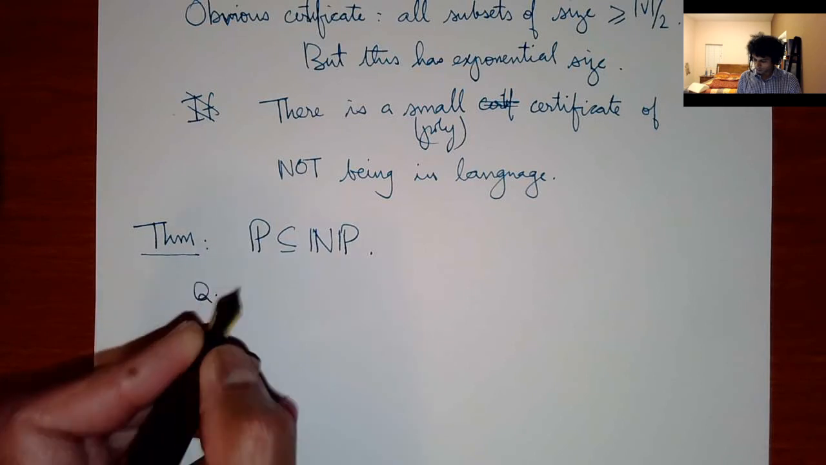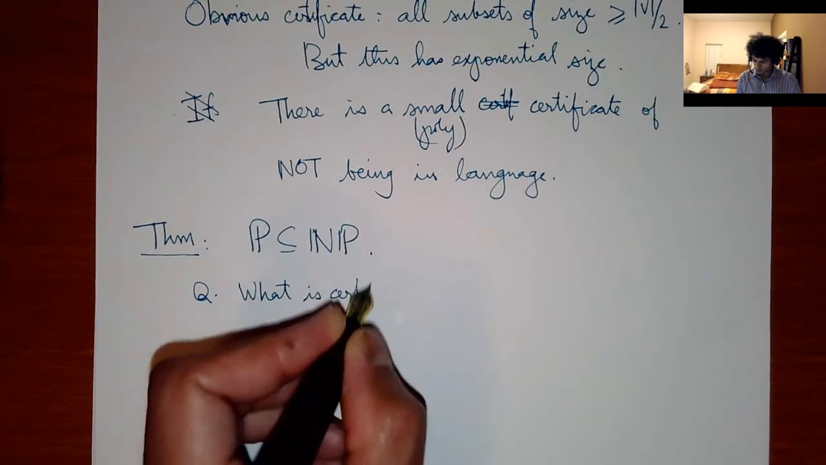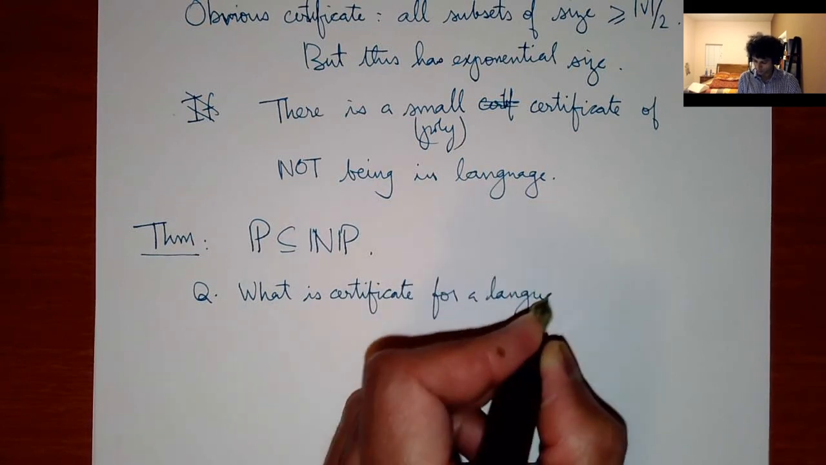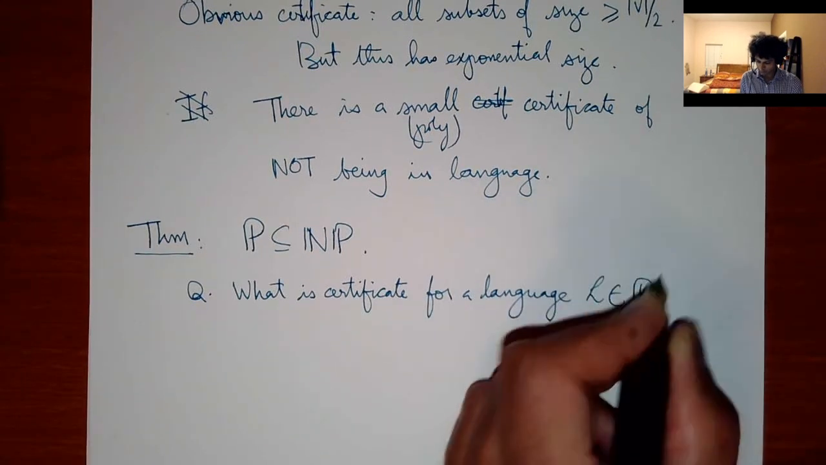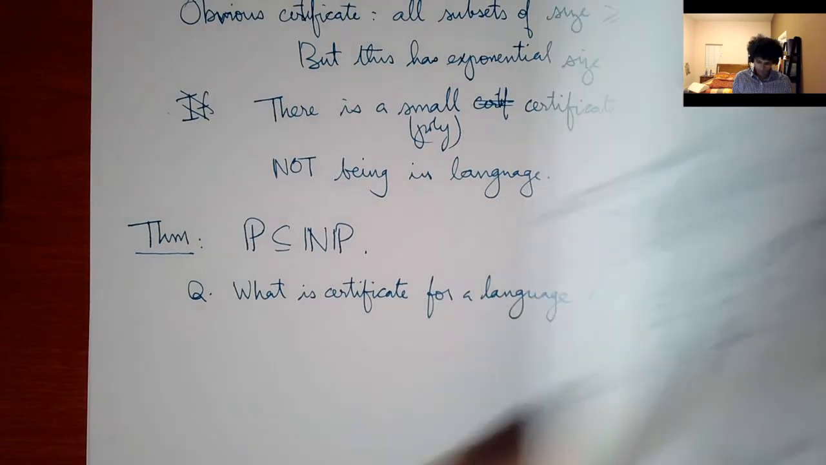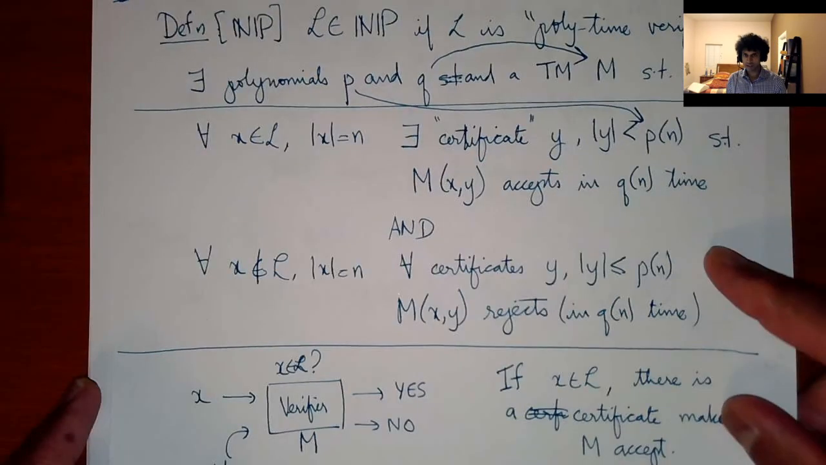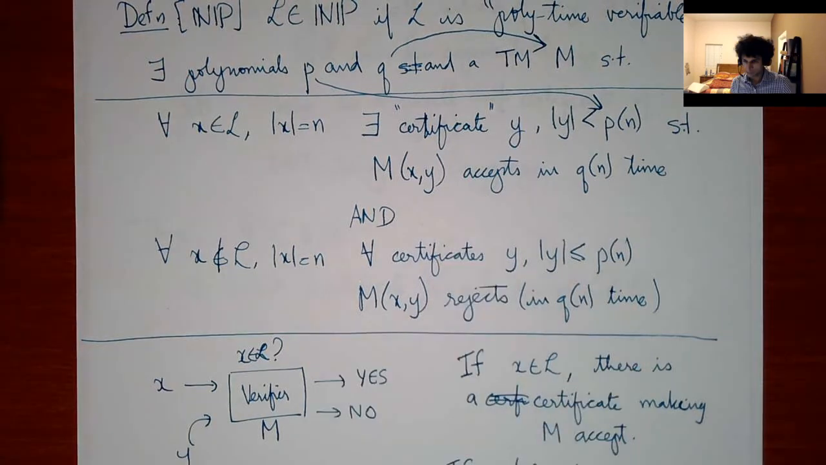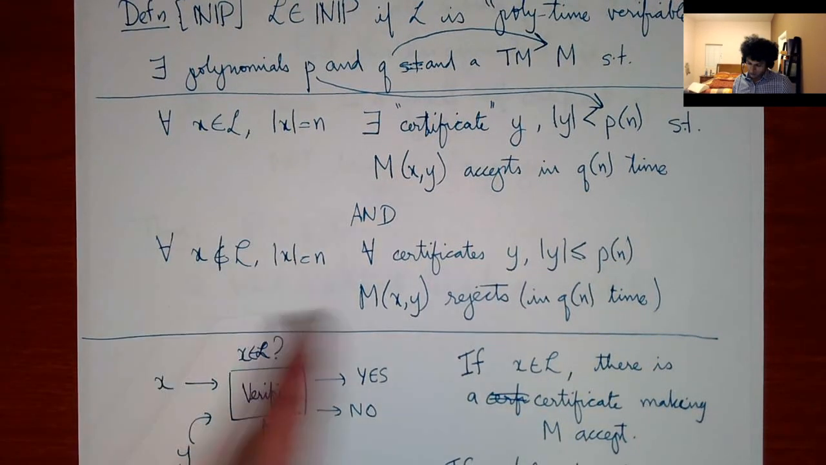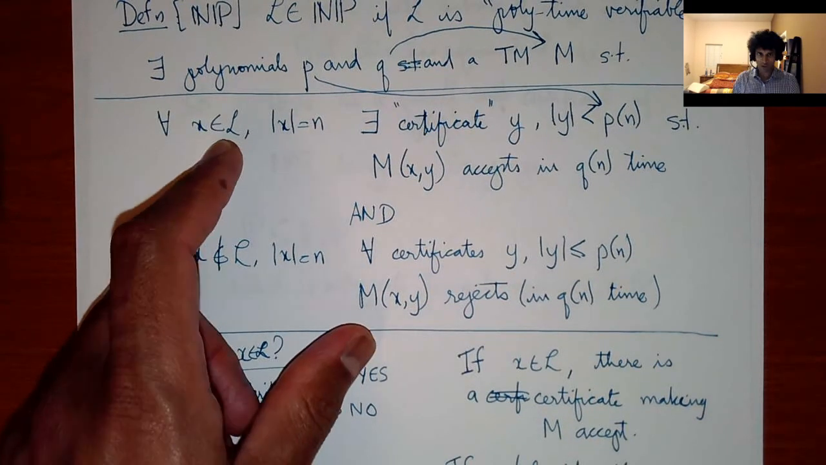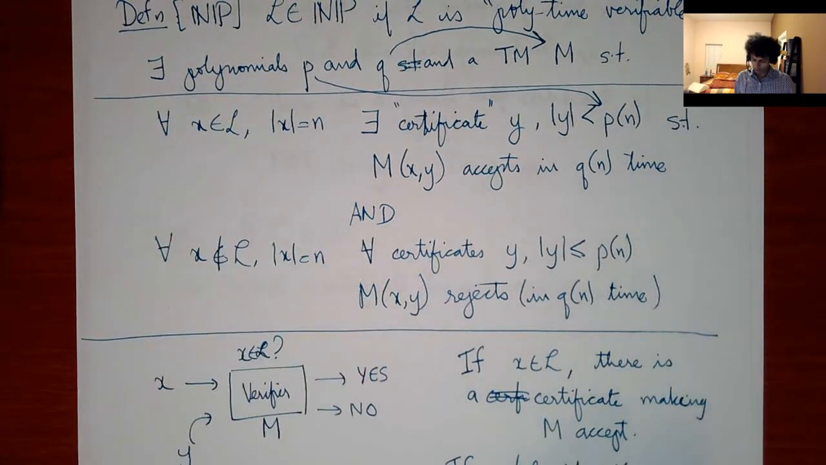Now the question is, what is the certificate for a language L in P? Okay, let's go back to our definition. What is the certificate going to be? Right, so we said that if X is in the language, there should be a certificate such that M(X, Y) accepts in polynomial time. And if X is not in the language, then for all certificates, M(X, Y) should reject. Now, if L was itself in P, polynomially decidable, what is the certificate going to be?